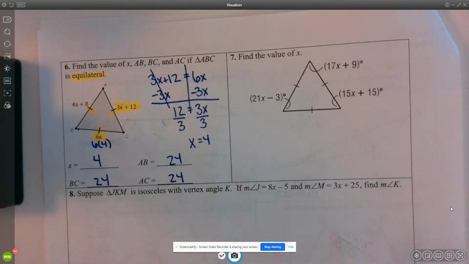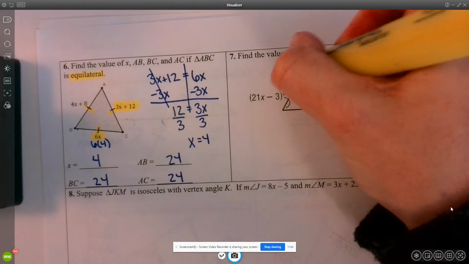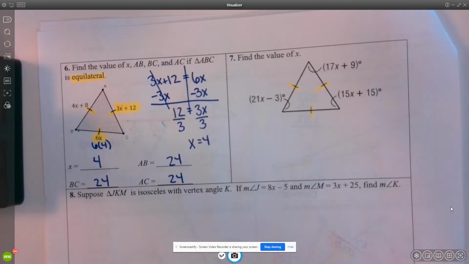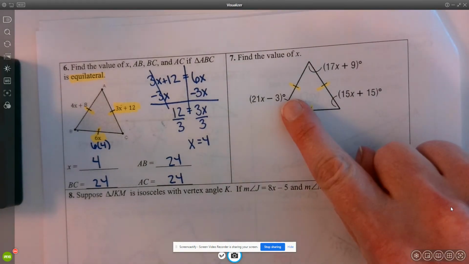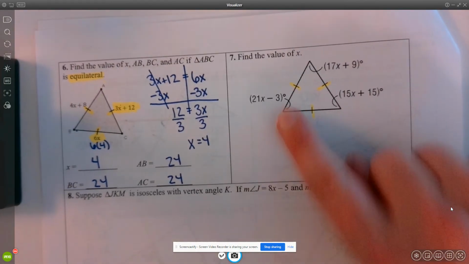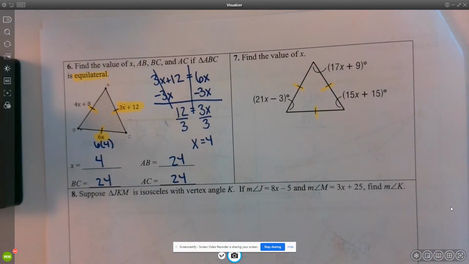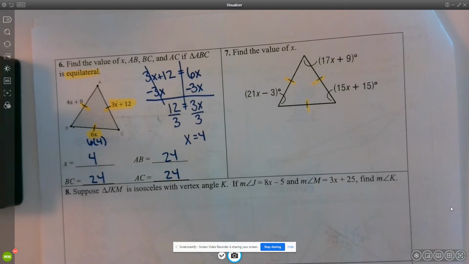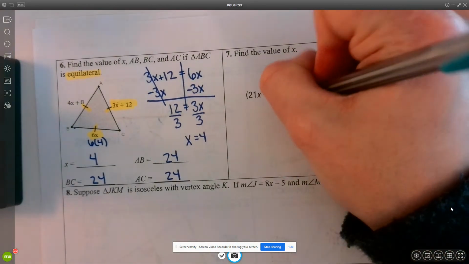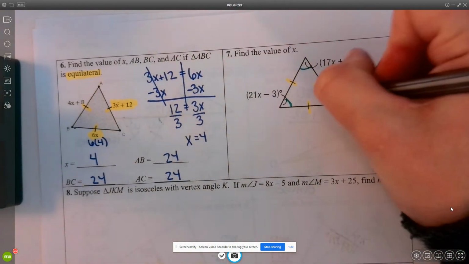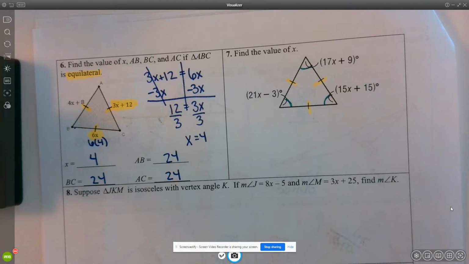Number 7, find the value of x. This time, I notice I still have an equilateral triangle. But notice x this time is not on a side, it is in angle measures. So now I have to think about, what do I know about the angles inside an equilateral triangle? Well, we know that all the angles in an equilateral triangle are congruent. They are equal to each other.